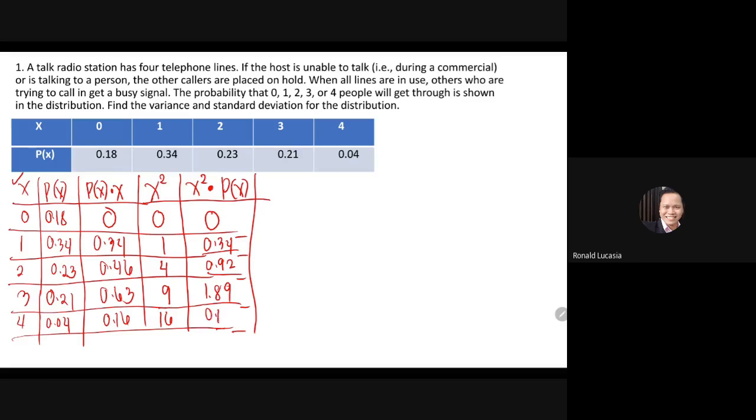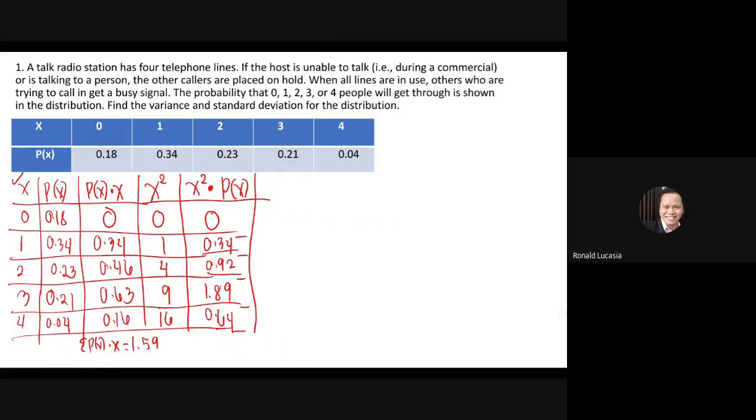And then you get the summation of the third and the fifth column. So summation of p of x times x is equal to, you add 0 plus 0.34 plus 0.46 plus 0.63 plus 0.16. Ang makukuha po natin dyan, that is the expected mean. So 1.59 here is the mean or the expected mean. Okay? The next one is to get the summation of the fifth column. The summation of the fifth column is the variance.